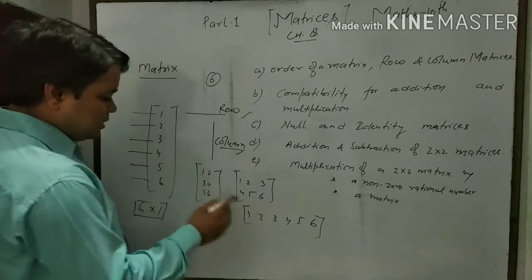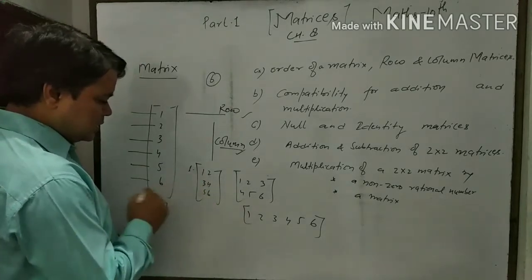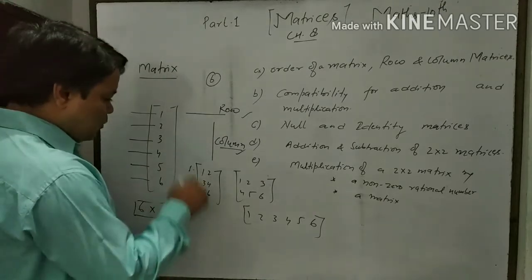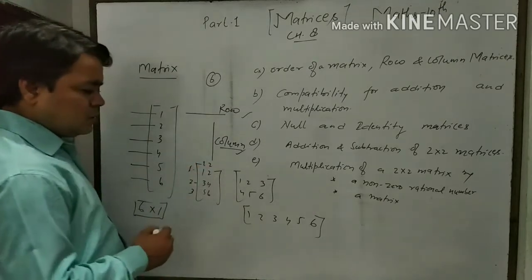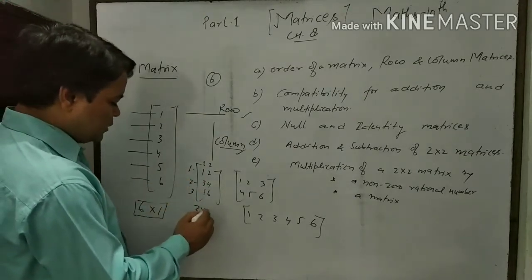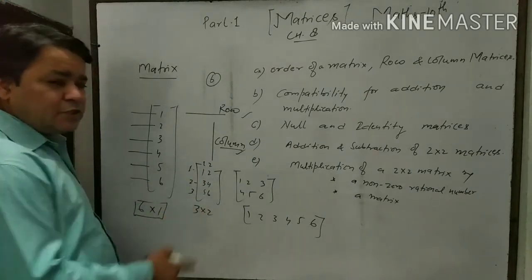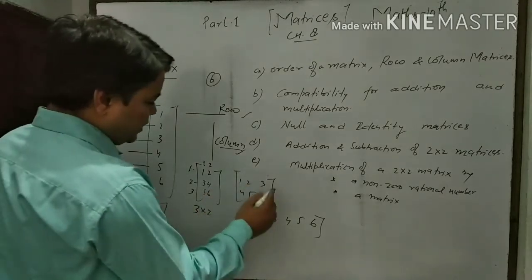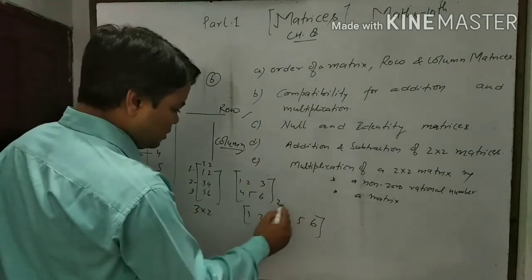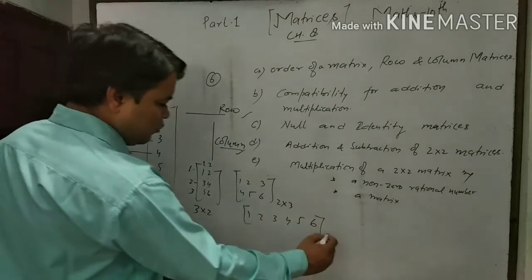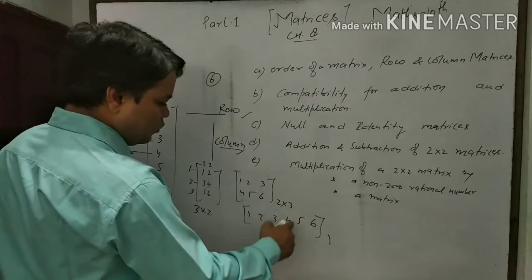Here how many horizontal rows? First horizontal row, second, third. And how many columns? 1 and 2. So that is 3 rows and 2 columns, 3 by 2. This is the order of the matrix. Similarly here we have 2 rows and 3 columns. But here we have 1 row and 6 columns.